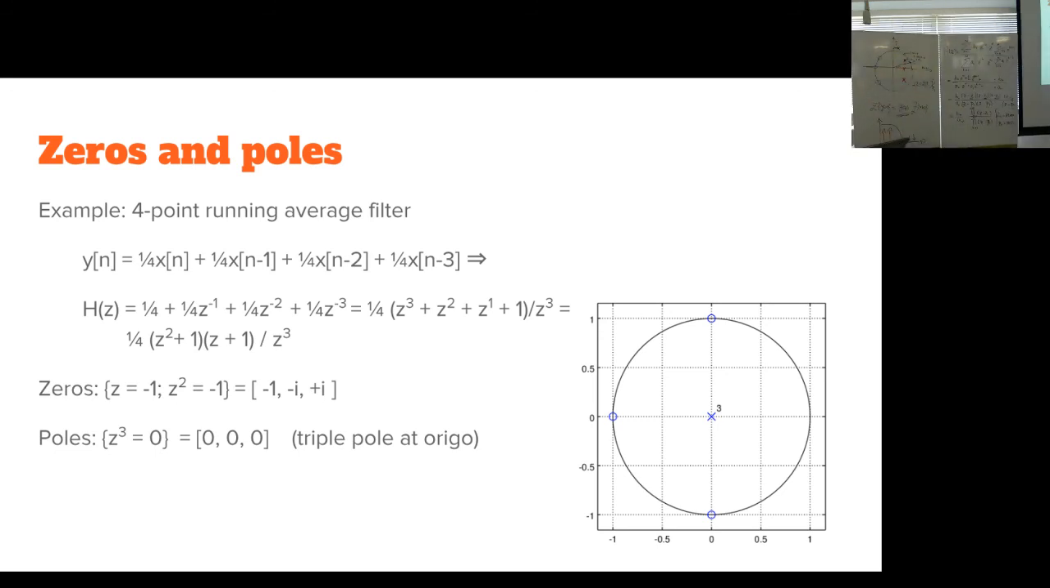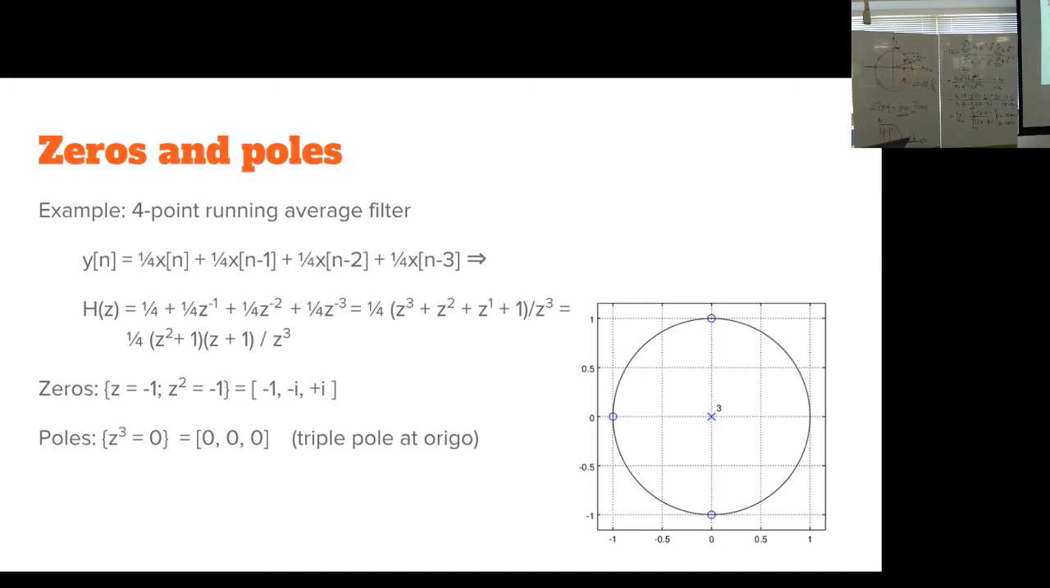Okay, what else? Then the zeros and poles. For example, for the four-point running average filter, you get these zeros. And you know already that running average suppresses a little bit of high frequency noise. That's why it's used. If you have nothing else to do with the data, you usually just calculate the average and give it as an answer. That's one way of suppressing the noise.